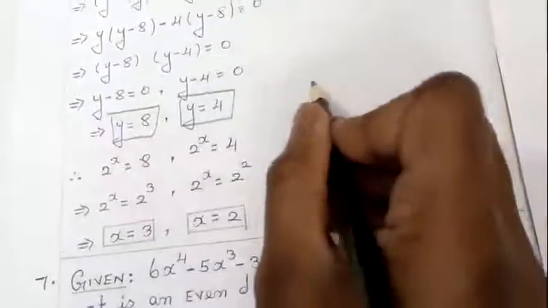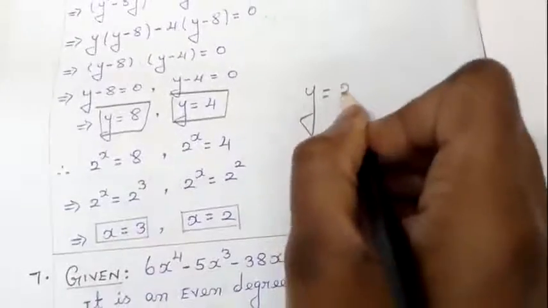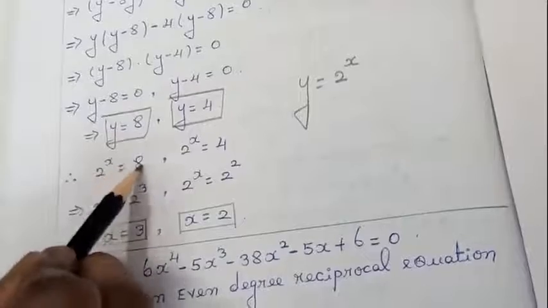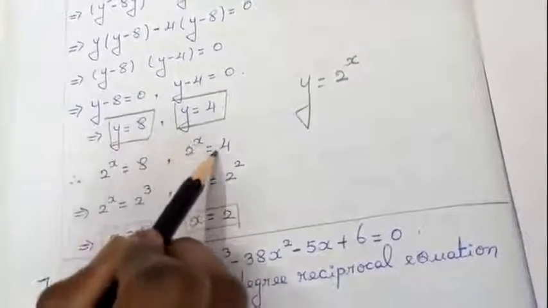Once you calculate, you will get the answer as y equal to 8 and y equal to 4. After that, what I am doing here is, in place of y, what is the value initially I have given? Y equal to 2 to the power x. In place of y, I am replacing it as 2 to the power x is equal to 8 and 2 to the power x is equal to 4.